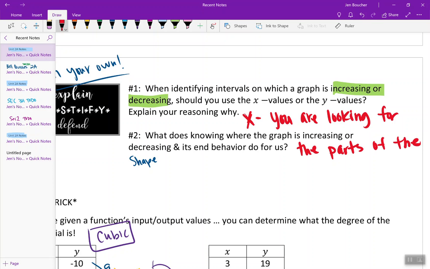It's on the scorecard as its own column, the 5 points. Yep. You're looking for the parts of the domain. And then do something like that. And then what does knowing where the graph is increasing or decreasing and its end behavior do for us? It gives us the basic shape of the graph. Yeah. Yep.